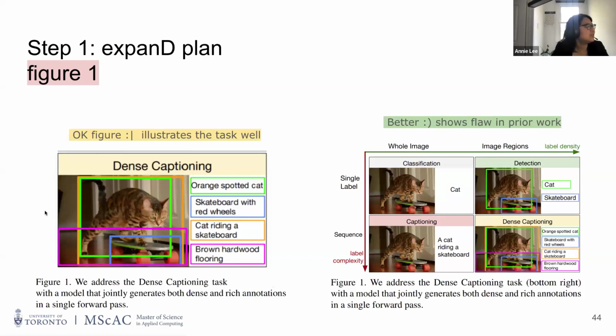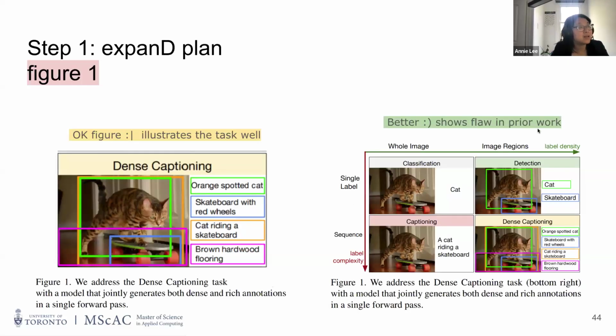So here's figure one. It just says dense caption, and it says, we addressed dense caption tasks with a model that jointly generates both dense and rich annotations in a single forward pass. So here is captioning. You can see a bunch of sentences describing things, and it's dense because there are so many.